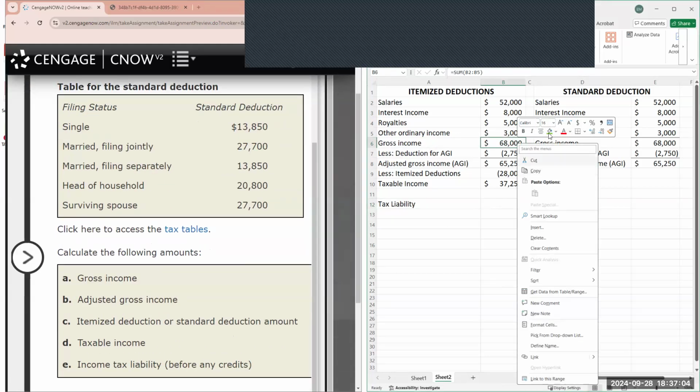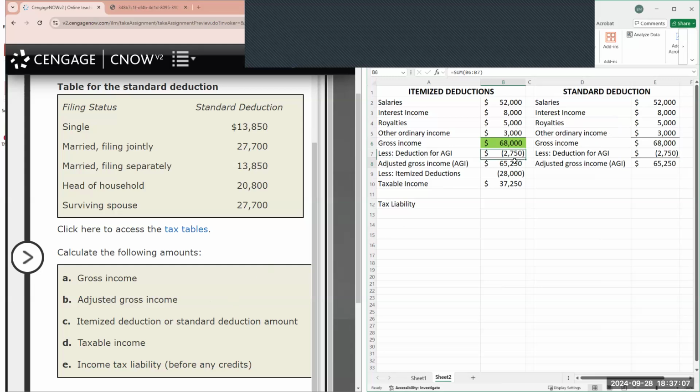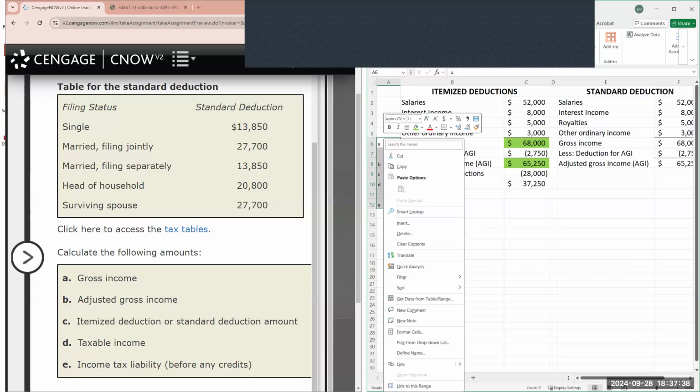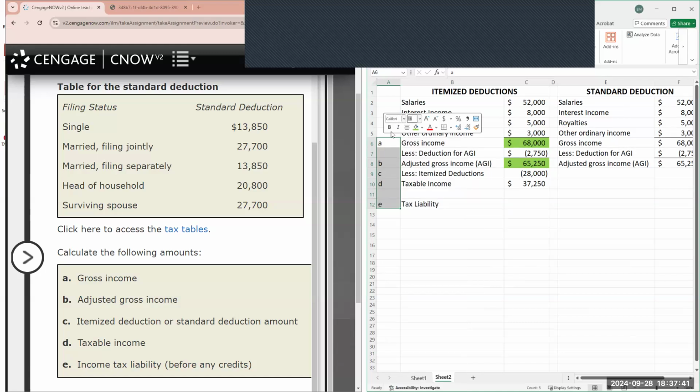So these are the numbers that we're going to input into the program. It asks us for gross income. We calculated that. It asks us for adjusted gross income. We calculated that. It asks us, are we claiming itemized deduction or the standard deduction amount? And what I'll also do, so this would be A, this would be B, this would be C, D, and E, so that you can clearly see how this correlates to the problem.